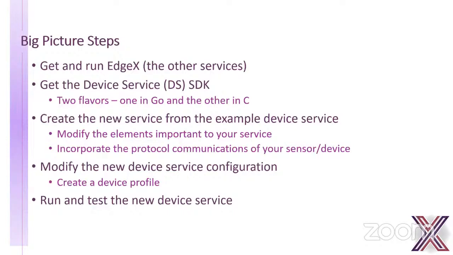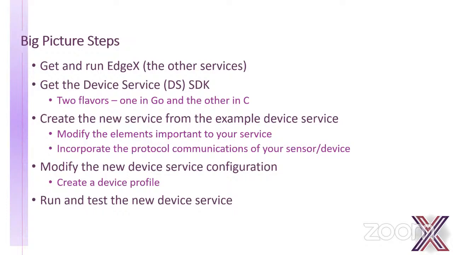Once you've got EdgeX running, once you've got the device service SDK, the next thing you want to do is actually create the new service. And the best place, or maybe the fastest way to do that, is to use the example device service already provided with the SDK, as you'll see in my demo today. You'll want to modify the elements that are important to your service. And importantly, you need to incorporate the protocol communications for your sensor or device. So say, for example, you're creating a new device service. Maybe you're going to communicate with something like Profinet. Obviously, you're going to need to have that device service communicate through Profinet with your thing via the libraries and other capabilities for communication via Profinet.